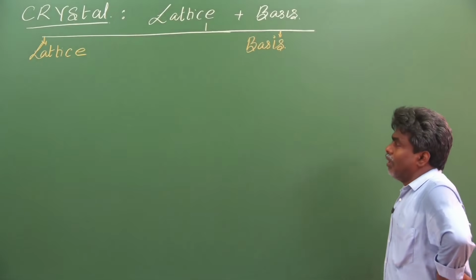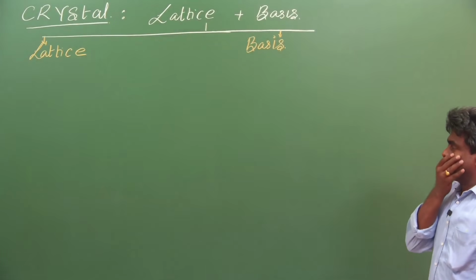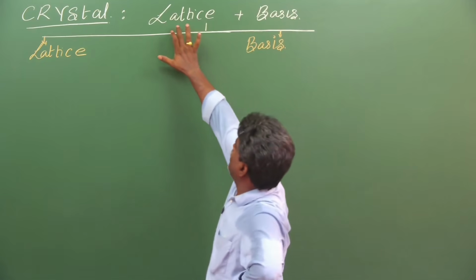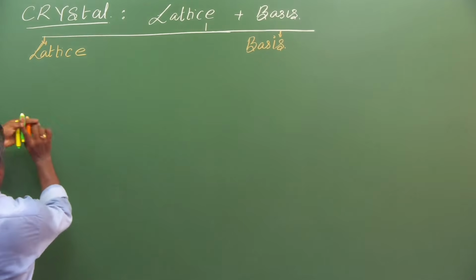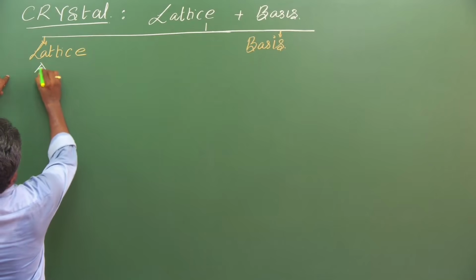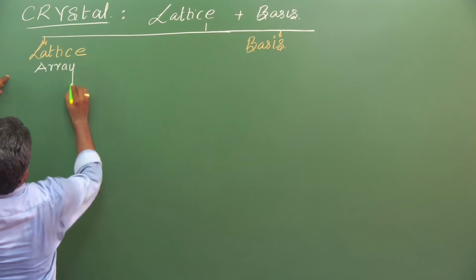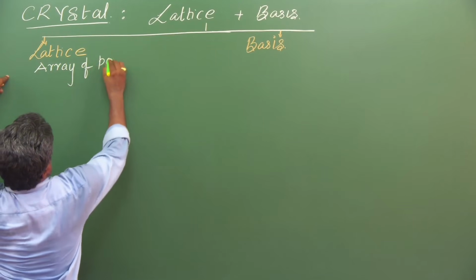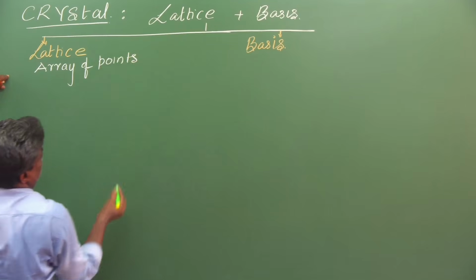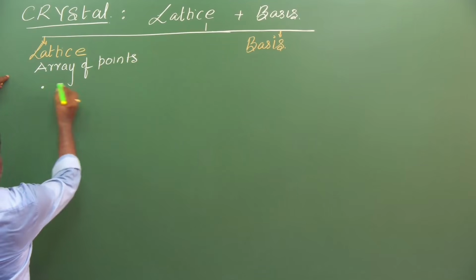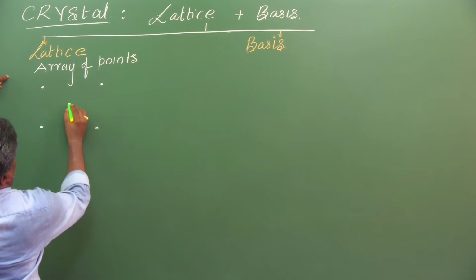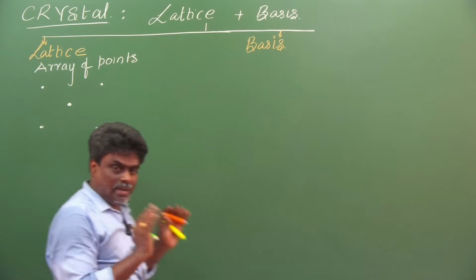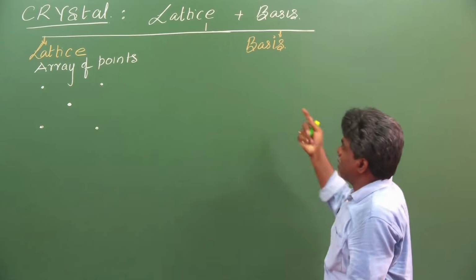Now, okay, fine. Once again, crystal. So, what is meant by crystal? Already given, lattice plus basis. We have already given what is meant by lattice. It is simply an array of points. Babu, listen please. Just I am taking some arrangement of points like this, and I can say this is what? Lattice.